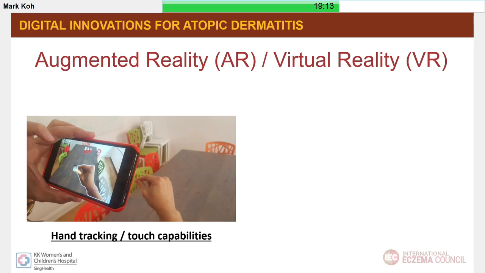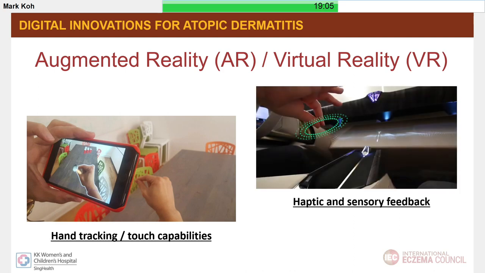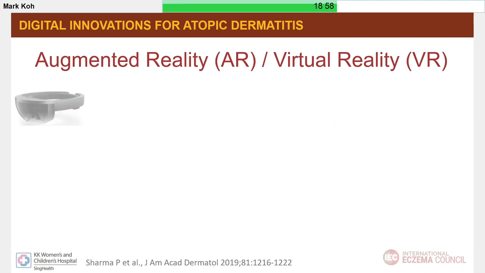So you can actually put a cream there, and then you can put your hand and reach out for it and feel it as well, so that's quite cool. And that's haptic and sensory feedback. So, touching something, you actually get that sensory feedback when you touch that object. So it's really improving a lot.